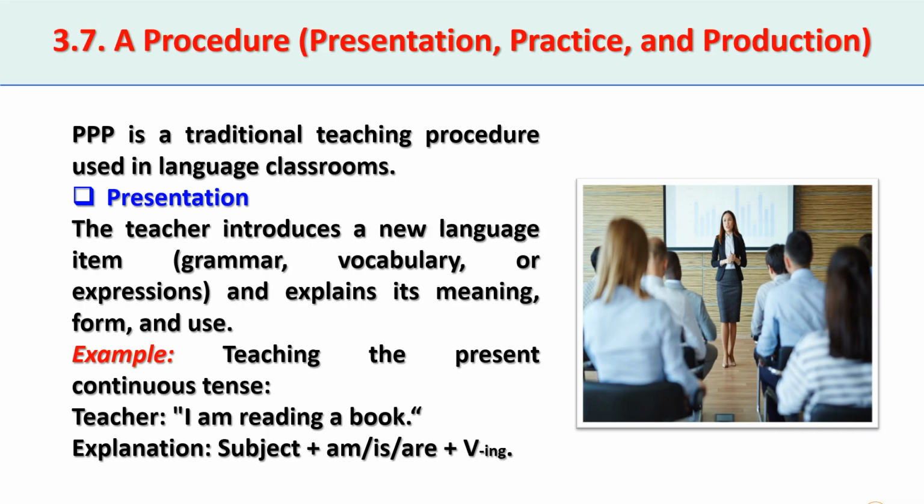And then I want to explain the presentation. The teacher introduces a new language item, grammar, vocabulary, or expression, to explain its meaning, form, or use. The teacher can use the present continuous tense. The teacher gives an example like "I am reading a book," and then explains the form: subject plus am/is/are plus verb-ing. The present continuous is used to talk about an action happening right now. Next slide.